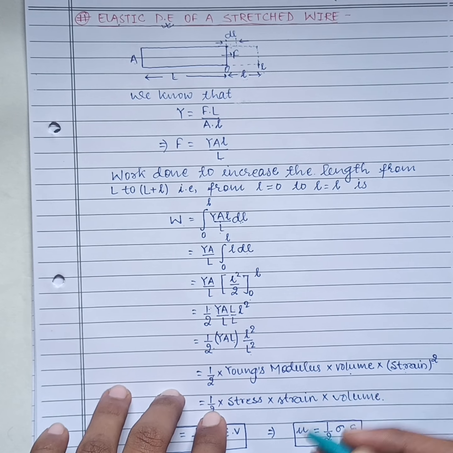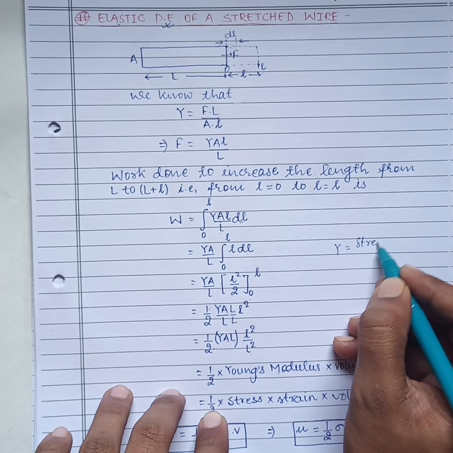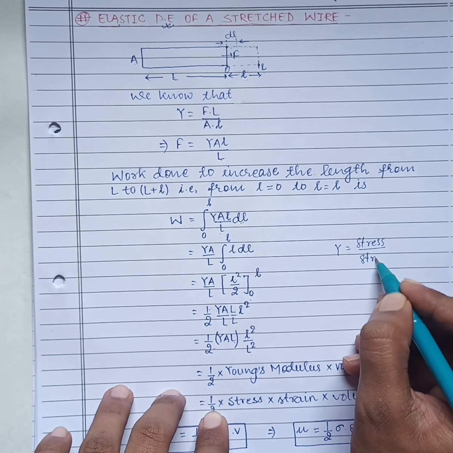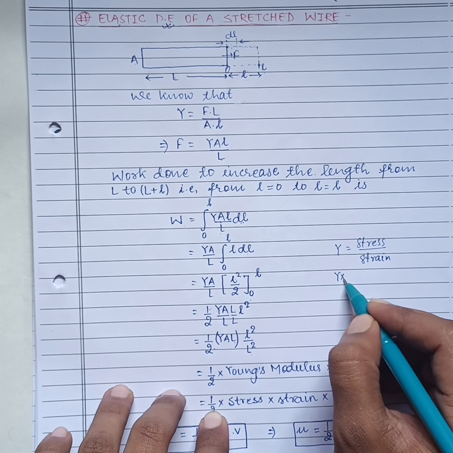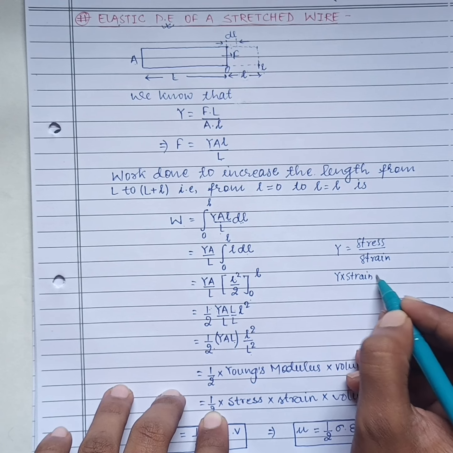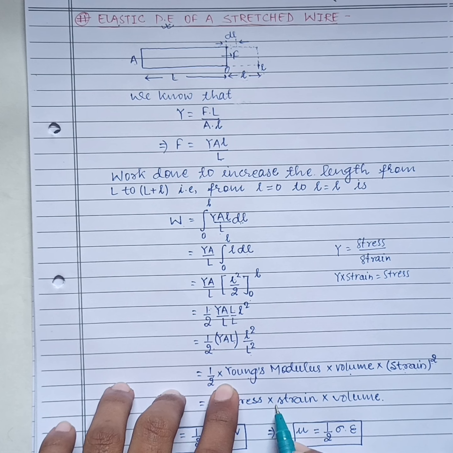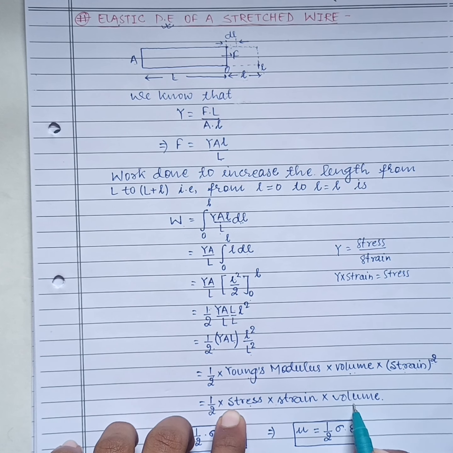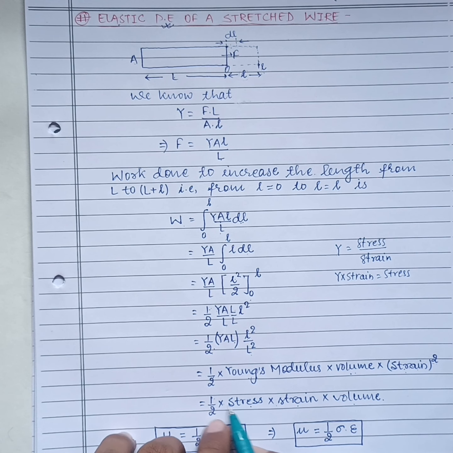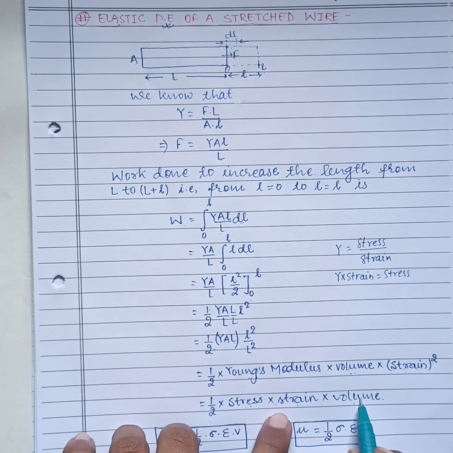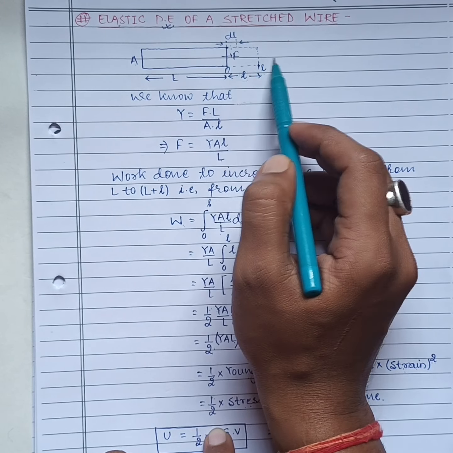When we move further, we already know that modulus is equal to stress upon strain. So we can write that Y, that is Young's modulus, multiplied by strain is equal to stress. So Young's modulus multiplied by one strain becomes stress, and volume is left over here, and one strain is here. So finally we come to the conclusion that 1 by 2 multiplied by stress multiplied by strain into volume is equal to the work done in the case of a wire when it is stretched.